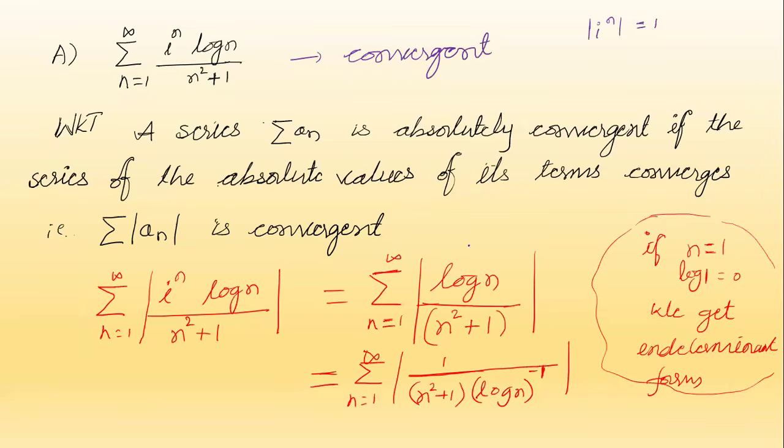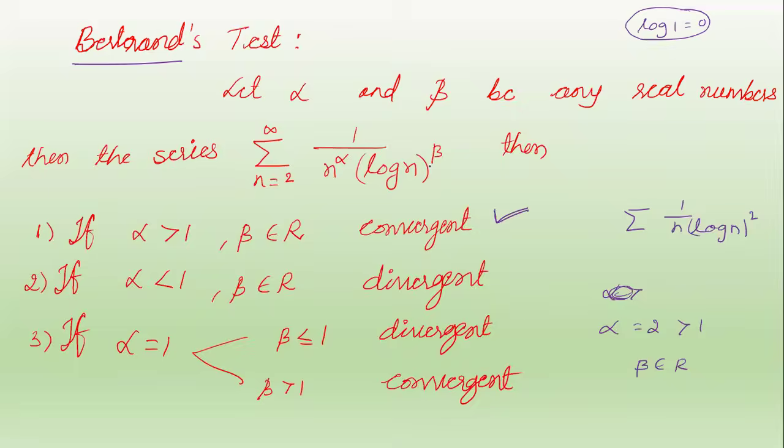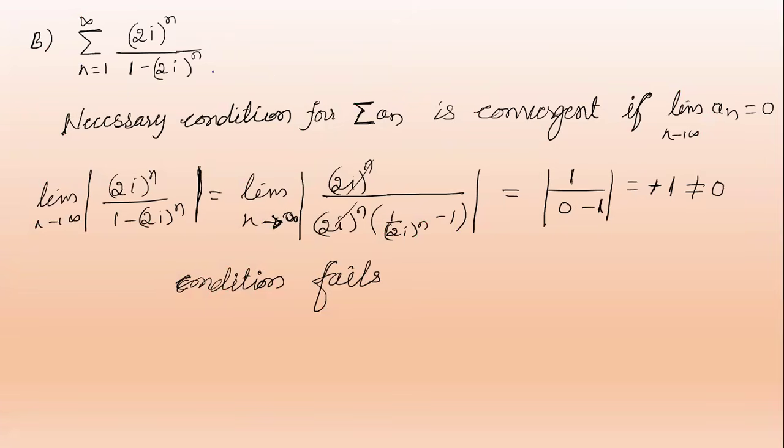But for your practice, I will solve all the options. See, summation n equals 1 to infinity (2i raised to n) divided by (1 minus 2i raised to n). Here, the necessary condition for a series to be convergent is that the limit of its sequence is convergent and converges to 0. This is the necessary condition.